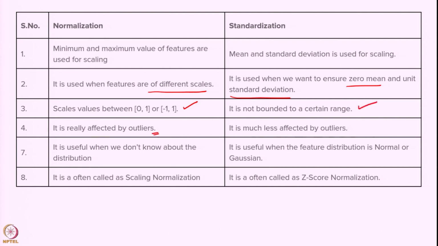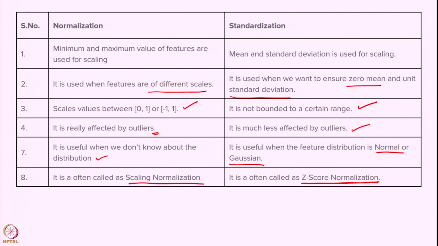If you do not do outlier detection and all those things in your pre-processing steps, generally it is not recommended to use normalization. It's always better to use the standardization techniques. Normalization is useful when we do not know the distribution, but in standardization, if it falls under normal or Gaussian distribution, then we can directly use the standardization. There is another name as well. Standardization is also called Z-score normalization, whereas normalization is called scaling normalization. These are the few points on scaling.